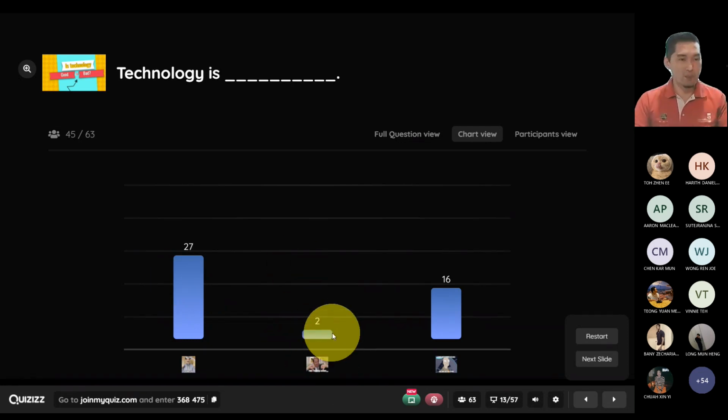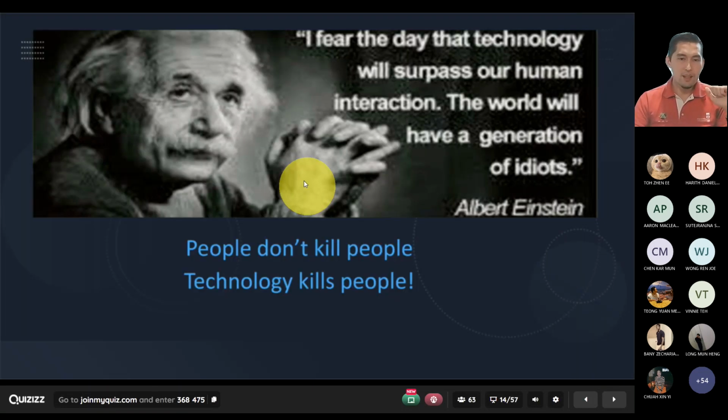And then again, it depends on which area of technology you're looking at. And interestingly, there are 16 of you who sit on the fence, saying that because technology can be good or bad, you may not necessarily have an opinion towards one or the other, which is totally fine as well, right?